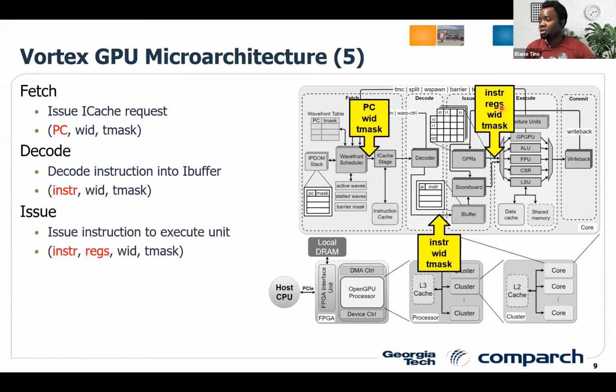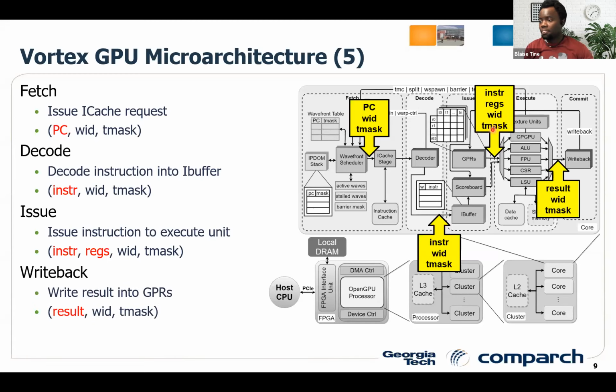And this information will be sent to the execute stage. We have an instruction, the register values, the wavefront ID, and the thread mask. And then once the execution is complete, we now have the result, the wavefront ID, and the thread mask. The wavefront ID and the thread mask are actually used to update the register file, because there's a separate register per thread, and also there's a separate register per wavefront.